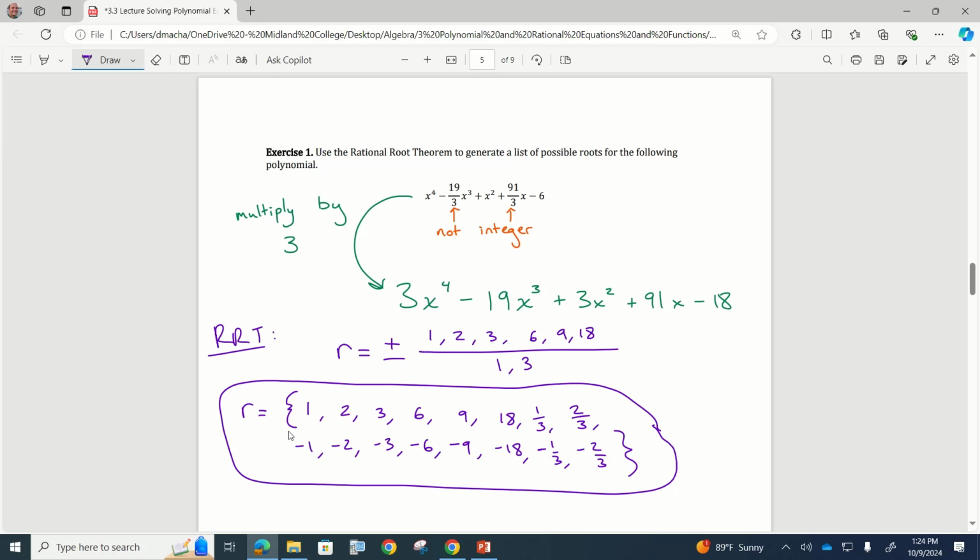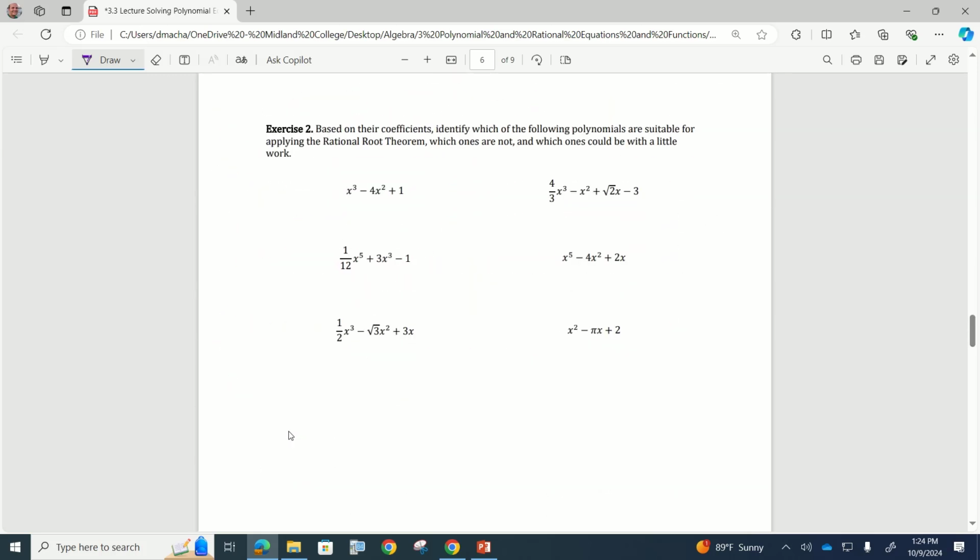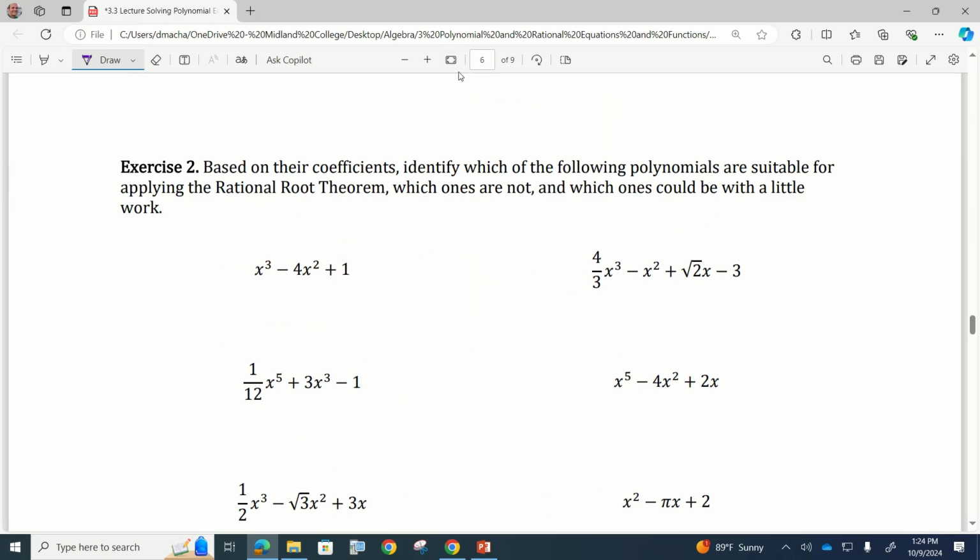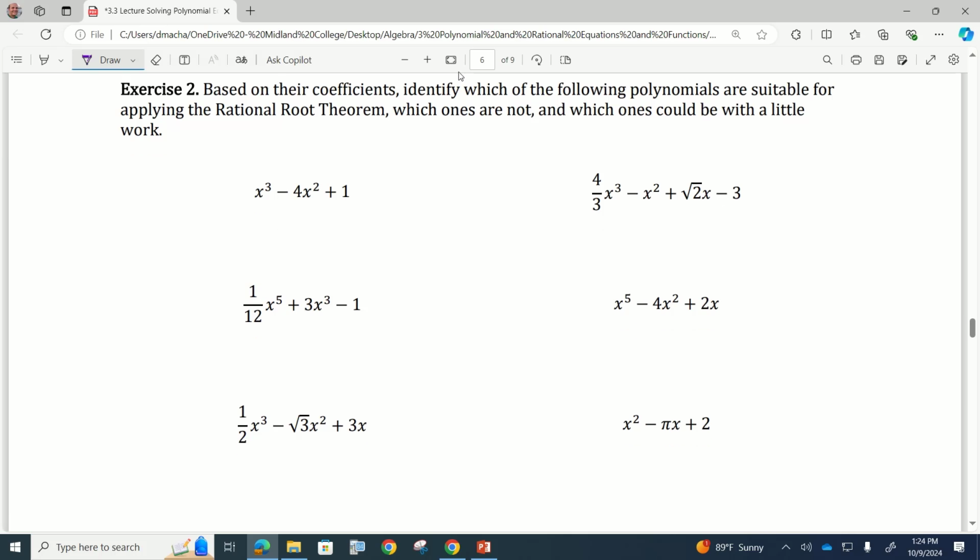All right. Let's see what else we have. This one says, based on their coefficients, identify which one of these is a polynomial already suitable for the rational root theorem, which ones are not suitable for the rational root theorem, and which ones could be with a little bit of extra work?